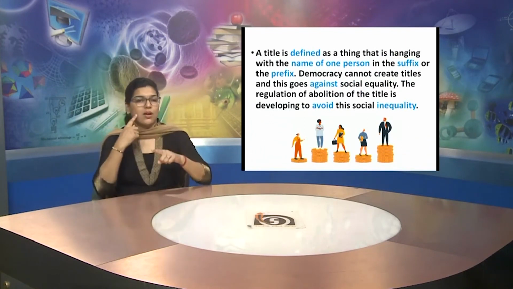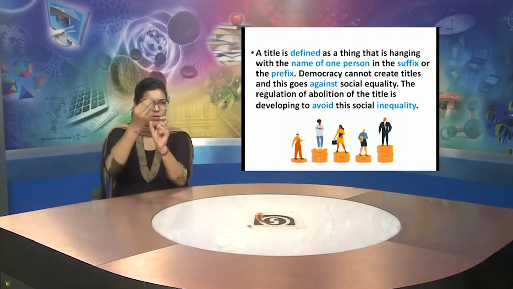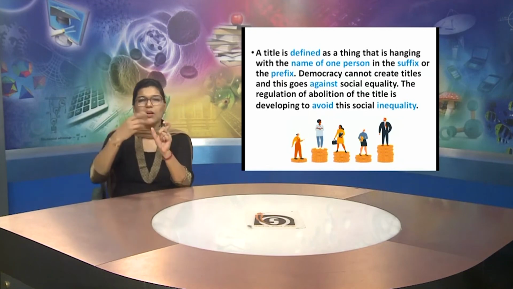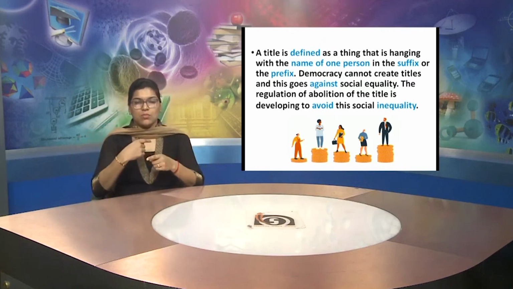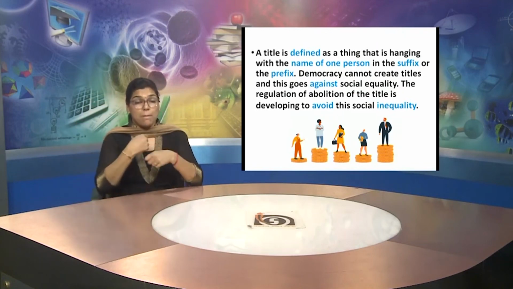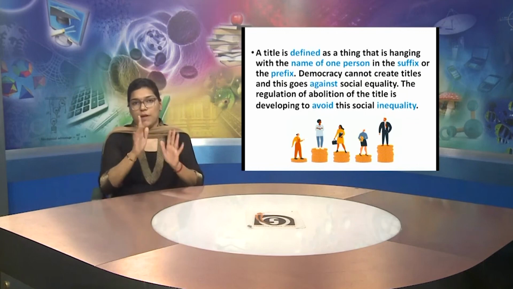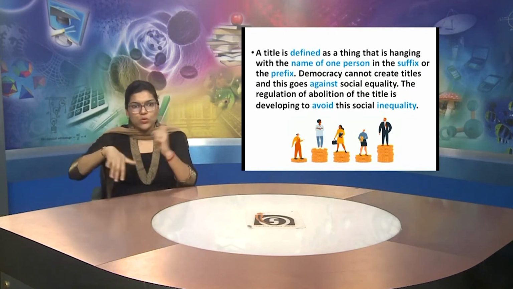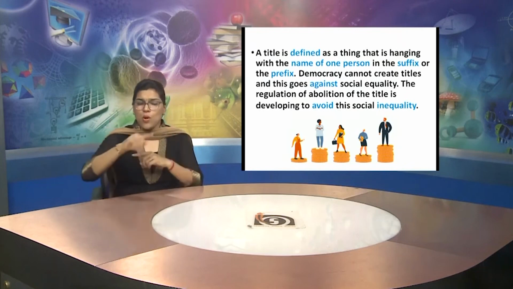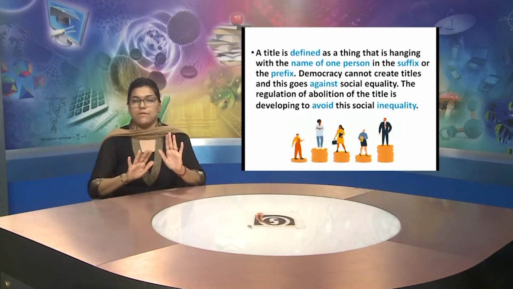Now this title, as we just discussed the abolition of title, a title means something which we put along with our name, like we can say the suffix or the prefix. We all know that the title is defined as a thing that is hanging with the name of one person, which comes before our name or after our name. And in India, we have a democratic country. So democracy cannot create any title, and this goes against our social equality. So the regulation of abolition of the title is developed to avoid this social inequality.